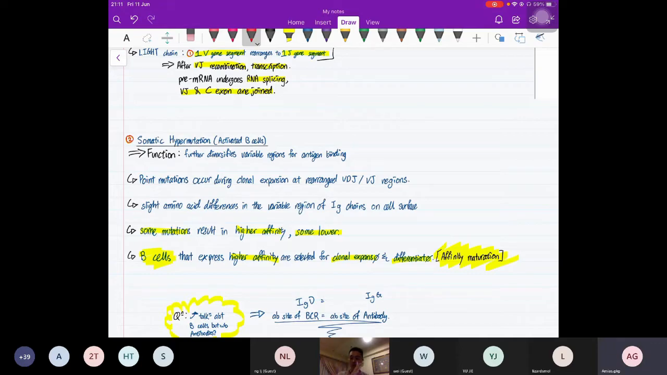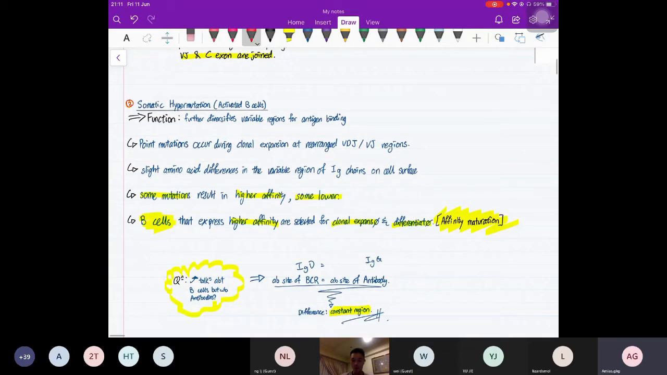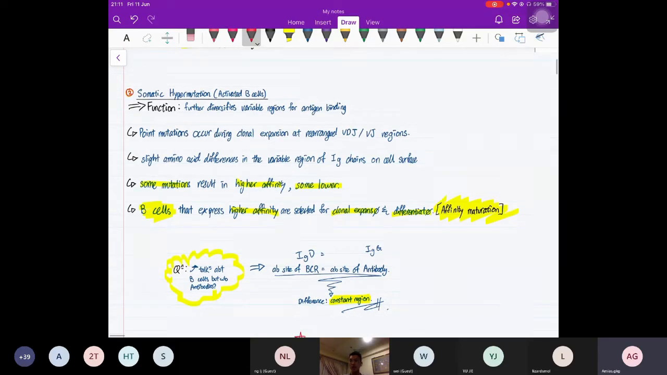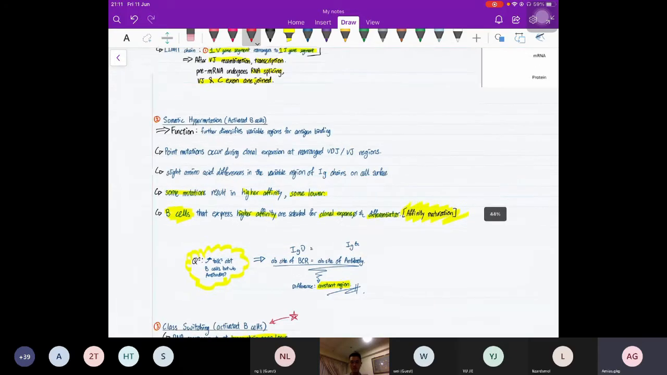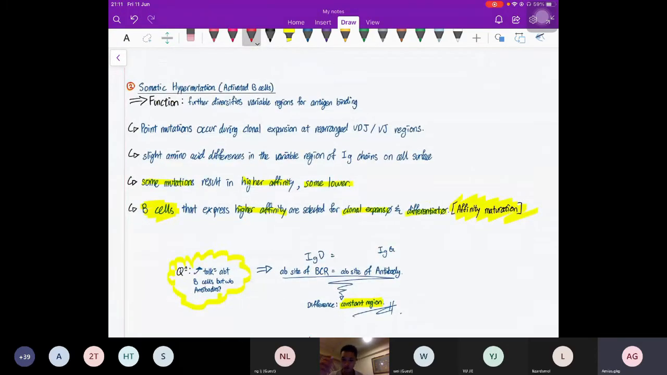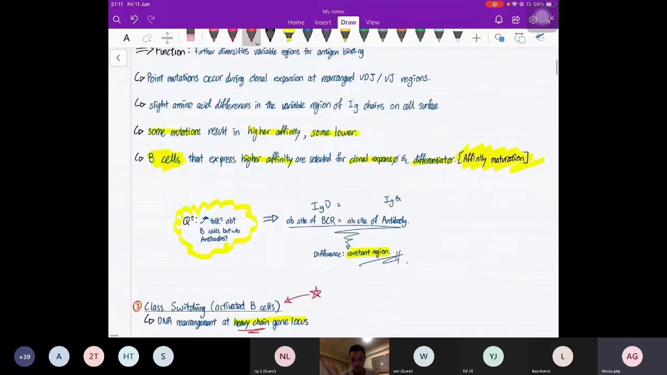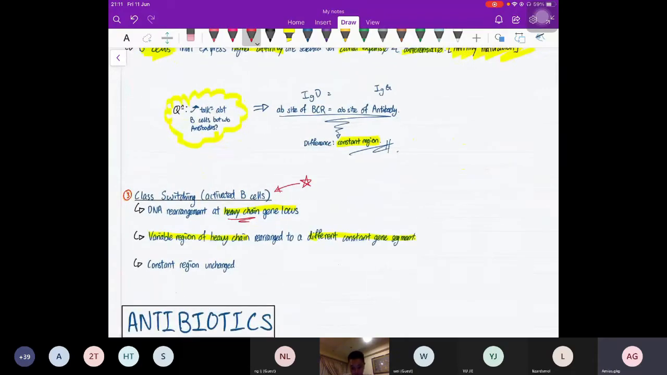And how come the B cell receptor and the antibody have the same antigen binding site? It's because the only difference between these two is a constant region. One has a gamma chain and the heavy chain. One has a delta chain and its heavy chain. If you don't understand it, I'm referring to the picture of the different classes just now. Okay, so that is somatic hypermutation.